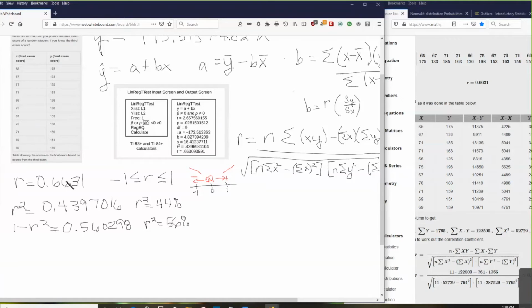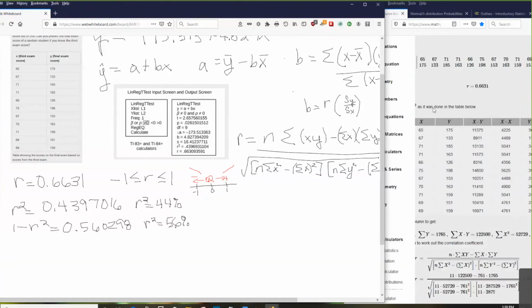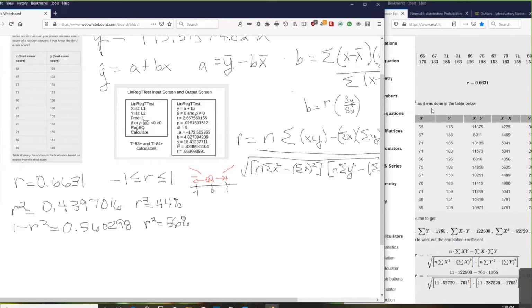And so that is how this explains the point scattering on our data, which we saw before. Okay. Any questions so far?